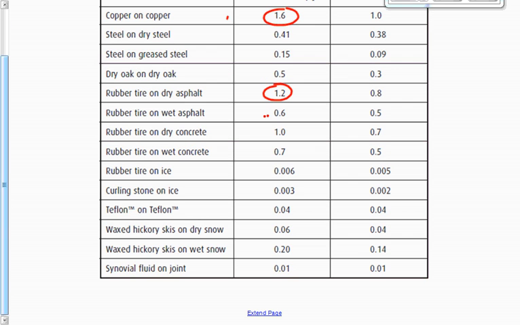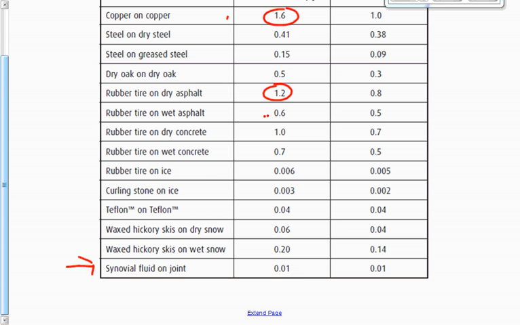What's this one? Synovial fluid on a joint. That's a really, really low coefficient of friction. When I bend my elbow, well, I'm old, so sometimes you do hear some creaking. But normally when you bend your elbow or move your shoulder or bend your knee, you don't hear creaking, and it doesn't generate a whole lot of heat, and it doesn't hurt generally when you do that.